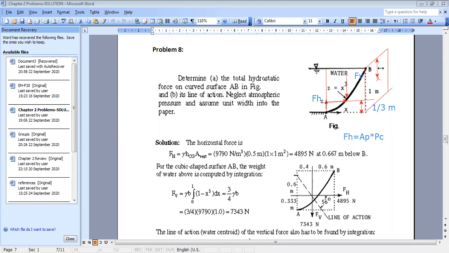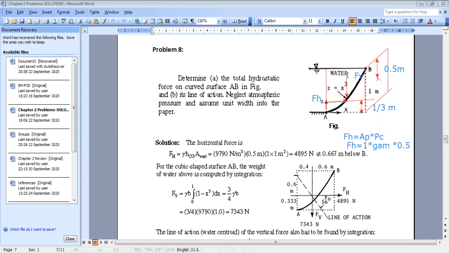So this is 0.5. So now we can say that F horizontal is equal to, now what is the projected area? It's 1, which is the height times the width. They said assume unit width, so the area is 1 times the pressure. The pressure is gamma of the fluid times the depth of the center, because we want pressure at C. The depth is 0.5, so it's gamma times 0.5. Okay, and we found F horizontal.